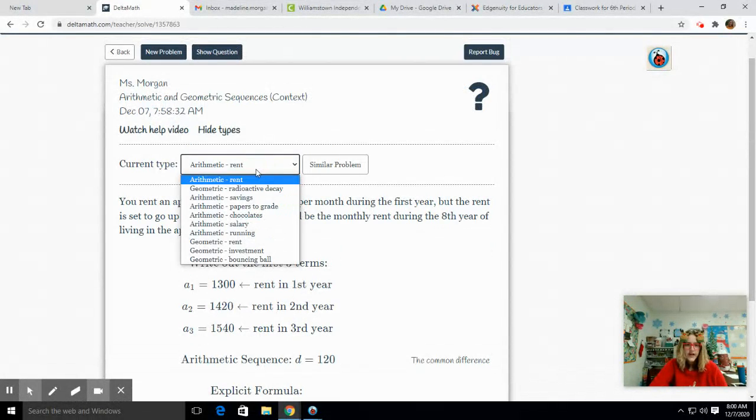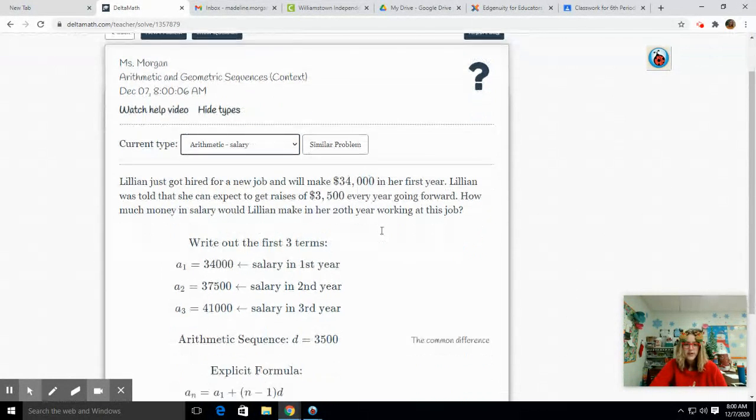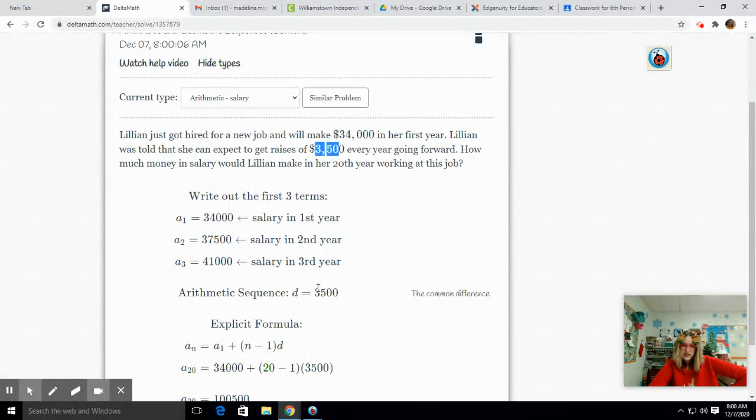You might also have something like salary. So Lillian just got hired for a new job and will make $34,000 in her first year. Lillian was told that she can expect a raise of $3,500 every year going forward. How much in salary would Lillian make in her 20th year working at the job? So you're going to do the same formula. You're going to start by writing out your first 3 terms. So the first year she made $34,000, and then you're going to add $3,500 each year to get my first 3 terms. So my common difference is going to be $3,500.